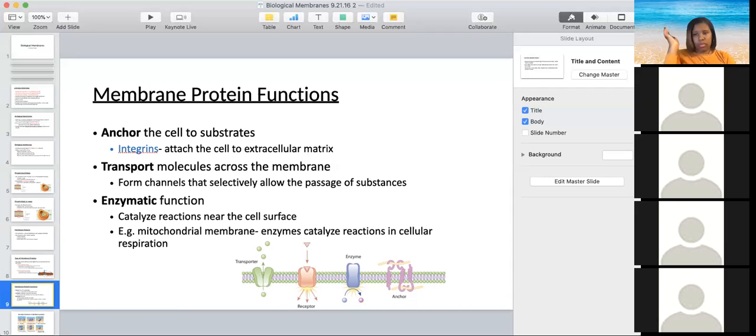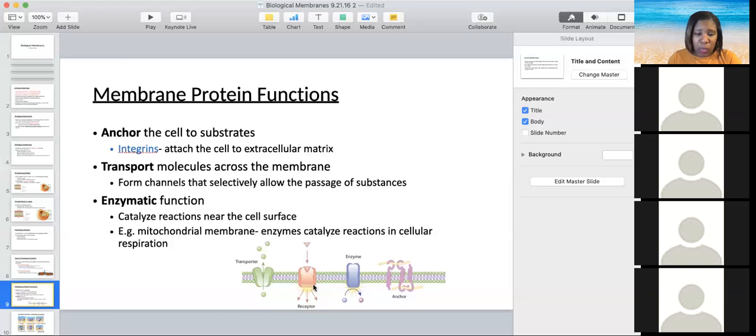And so this image right here, again, just shows you some representative functions of different proteins. They can function as transporters, where this protein creates a channel. You know what a channel is, not like a channel on your TV, but a channel where things can pass through. These transporters can function as channels to facilitate the movement of substances into the cell.